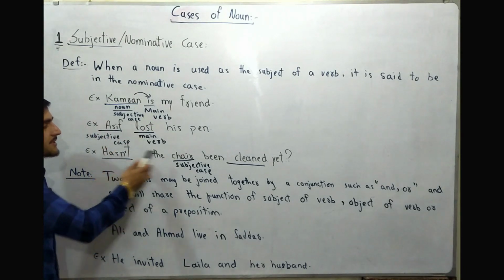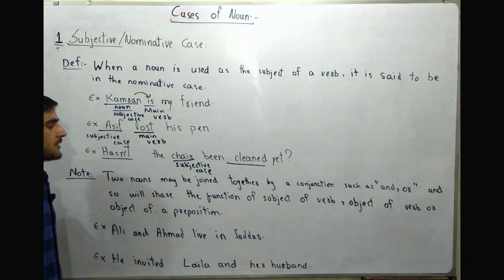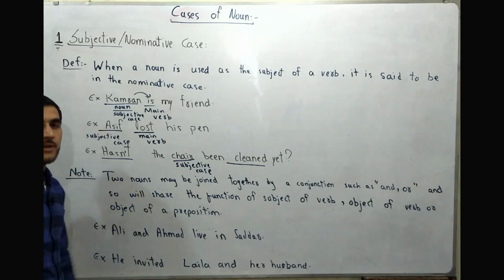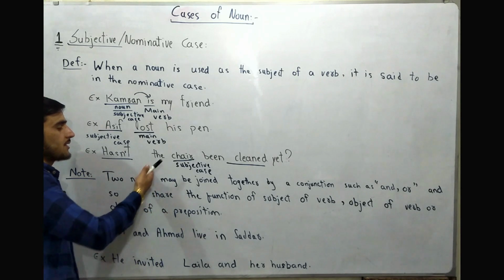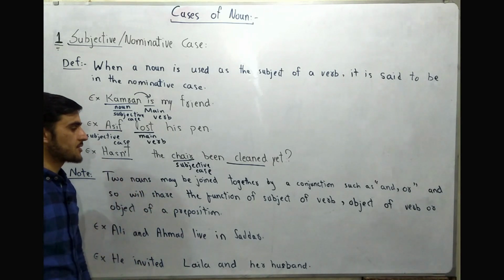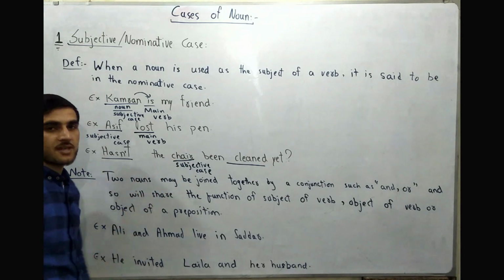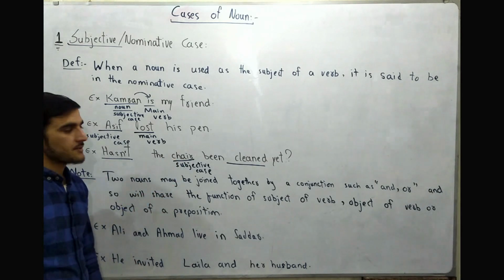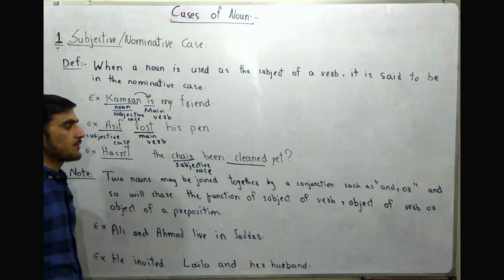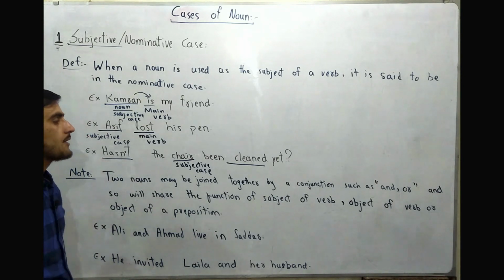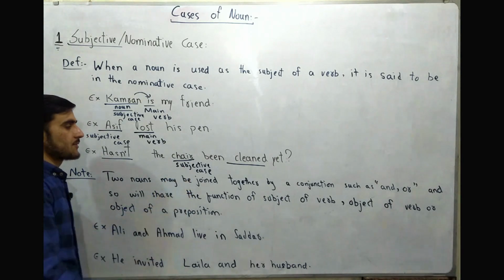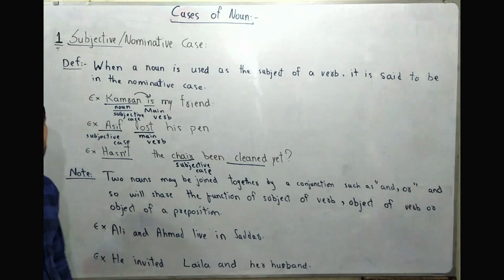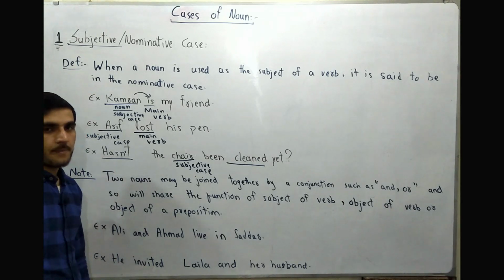And the third example: hasn't the chair been cleaned yet? If we bring this example into a positive sentence, you will say that the chair has been cleaned. The chair is our subject. Has been cleaned is a verb, and yet cannot actually be used in a positive sentence. So we'll just say that the chair has been cleaned.